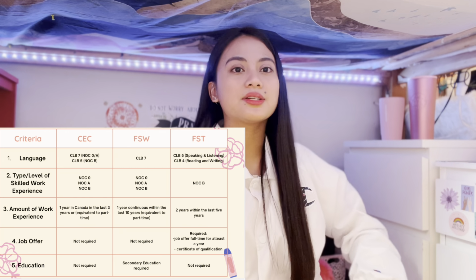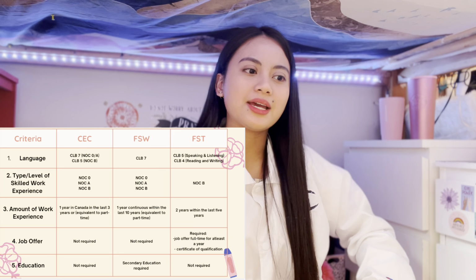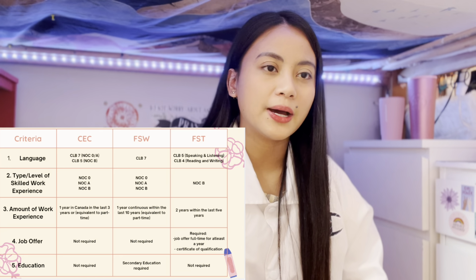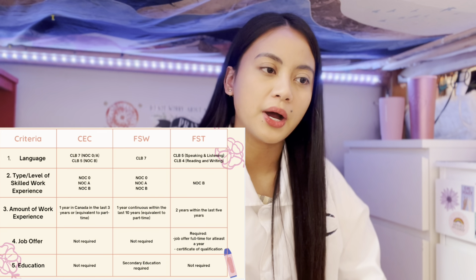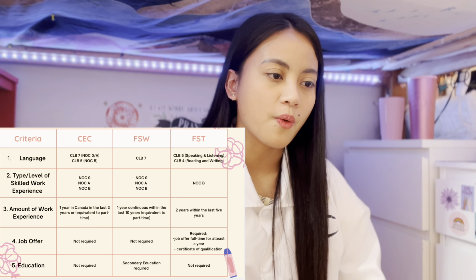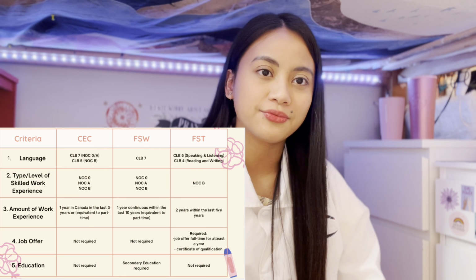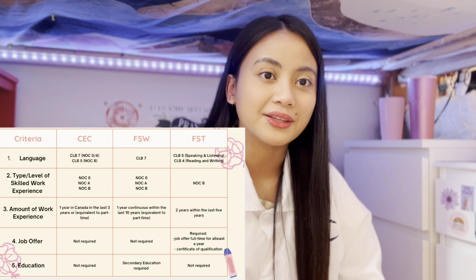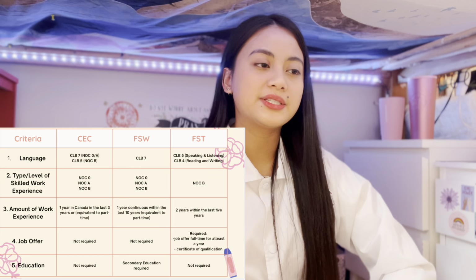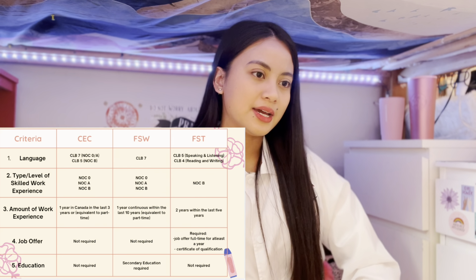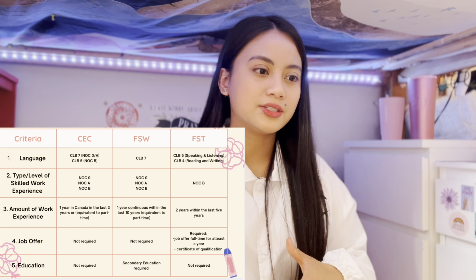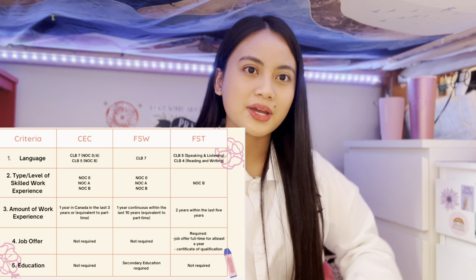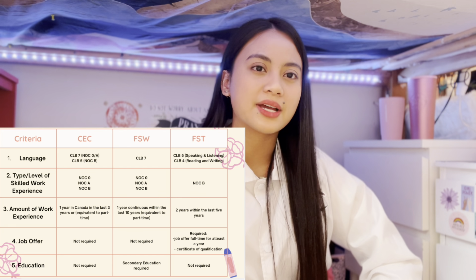Number 4 is the job offer. In CEC and FSW, you are not required to provide a job offer. But with FST, you are required, and this job offer should be full-time for at least a year, and you have to provide the certificate of qualification. Let's move on with the education. As you can see, CEC and FST don't require education, but FSW requires applicants to have a secondary education.